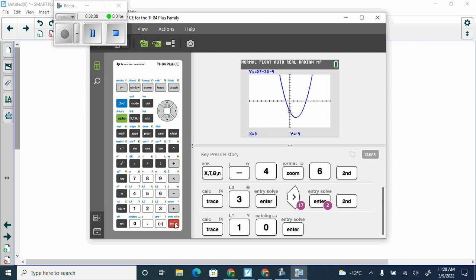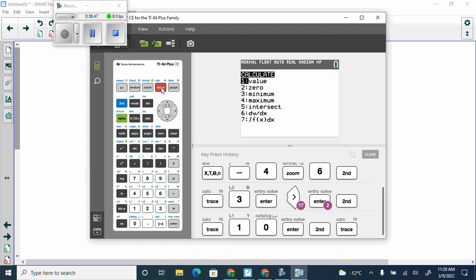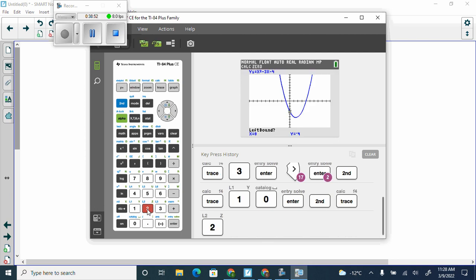Okay? So we're going to go second, and everyone's paying attention, or I will lose you. This is where people get lost. Second trace, and I'm going to pick number 2, because number 2 says 0. And 0 is another word for x-intercepts. Now, everyone's following along? Everyone's brains are with me.